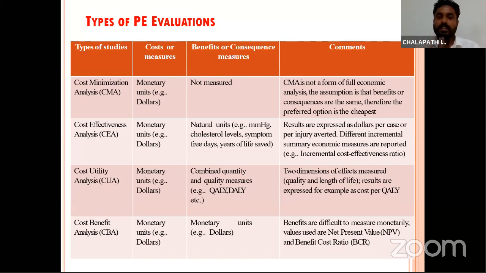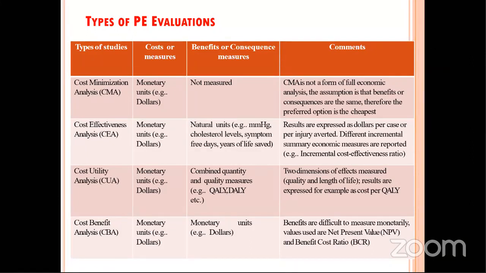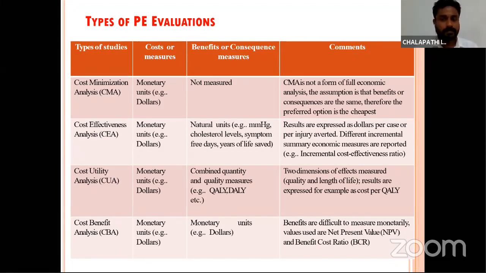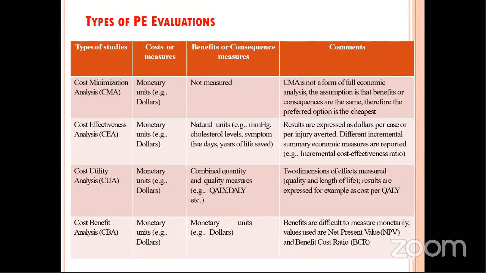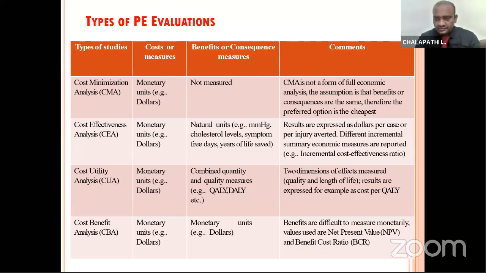The first one is cost minimization analysis. The second one is cost effectiveness analysis. The third one is cost utility analysis. And the final one is cost benefit analysis. Yes, so we have 4 analyses basically: cost minimization, cost effectiveness, cost utility, and cost benefit analysis.